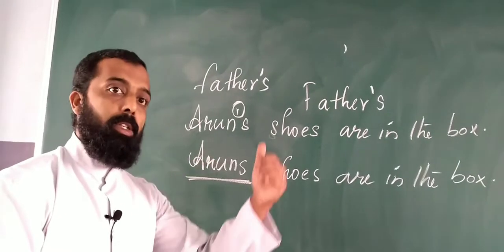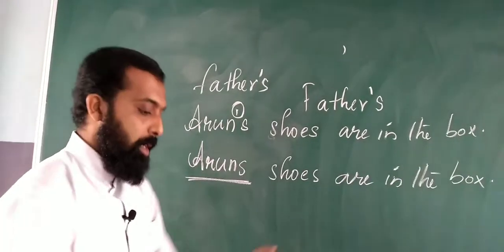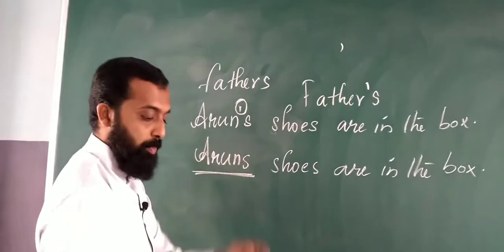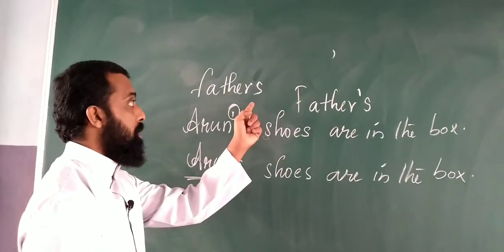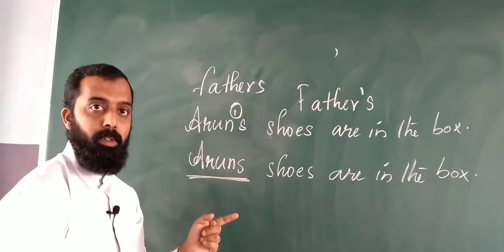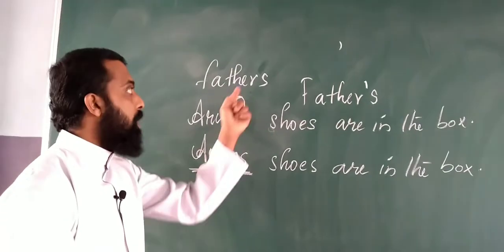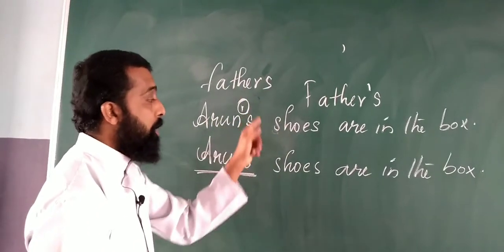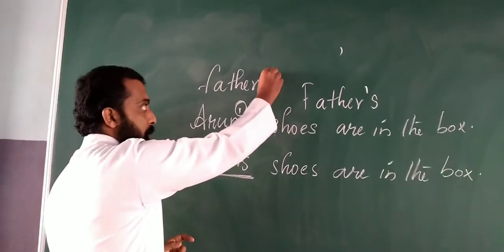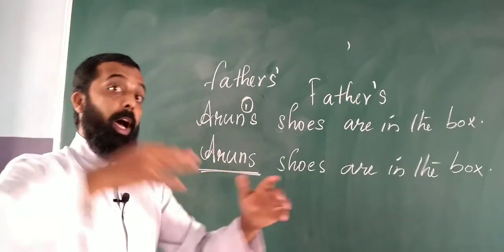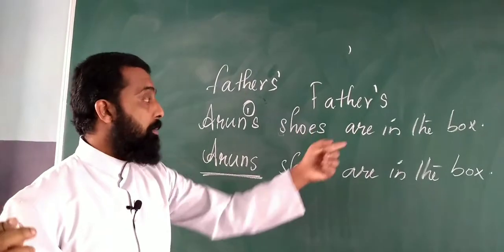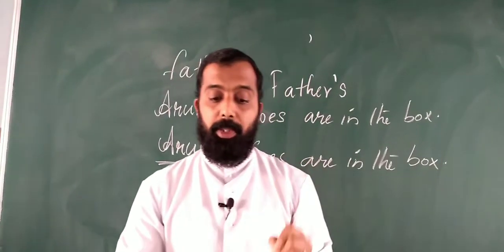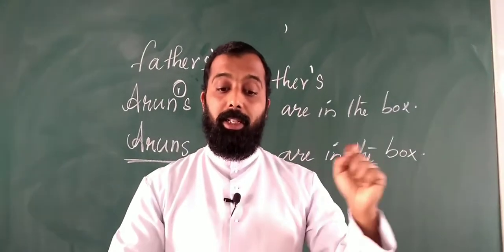The shoes belonging to the father are in the box. Now if you are not using this apostrophe, this father will become fathers, plural. Fathers shoes are in the box. You see, this will become plural. Now if you want to show the possession of the plural, we have to put the apostrophe here. The shoes of the fathers are in the box. So apostrophe always shows the possession. Form possessive of plurals ending with S, for example, the girls' coats.